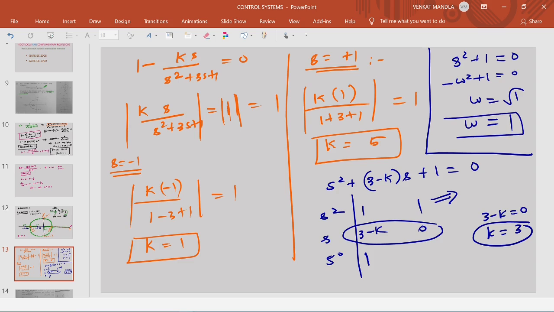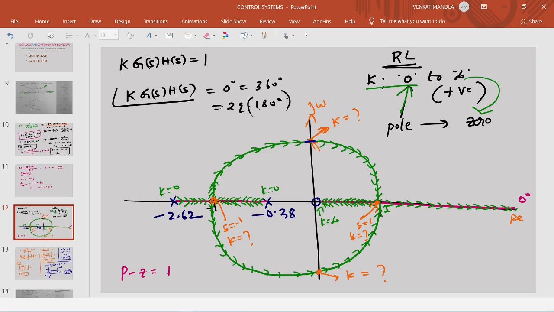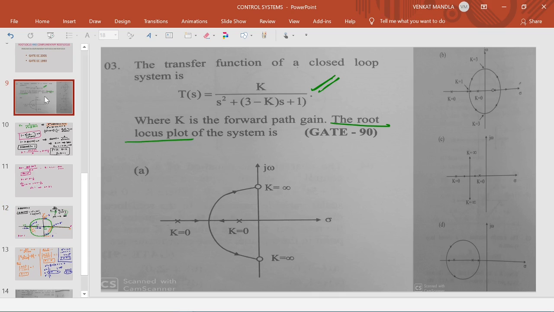So omega is 1. On the j omega axis, this point is plus j1 and this point is minus j1. And what is the gain here? Here the gain is 3, and here also the gain is 3. On the other parts, we got gain k equal to 5, and here k equal to 1. Right? That's it. This is the root locus. This is the question.